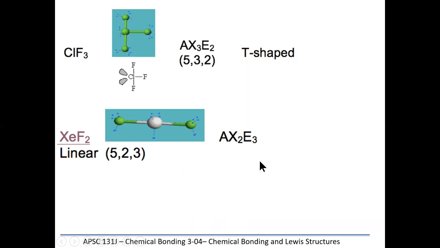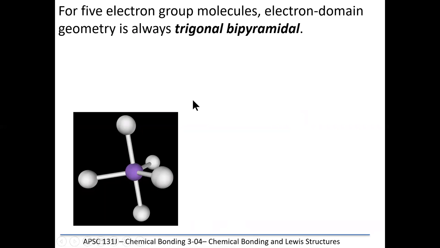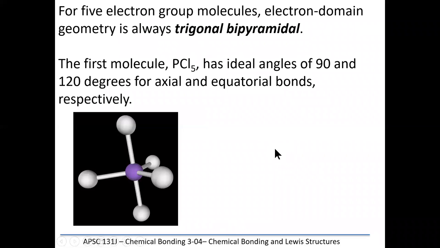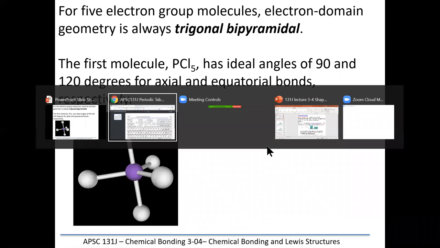All right, now, again, for five electron group molecules, electron domain geometry is always trigonal bipyramidal. We're going to go back a little bit. The first molecule, PCl5, has ideal angles of 90 degrees. So the 90 degree angles would be between these atoms and 120 degrees between the equatorial atoms, like here, 120. So let's just put one of those up on the screen.